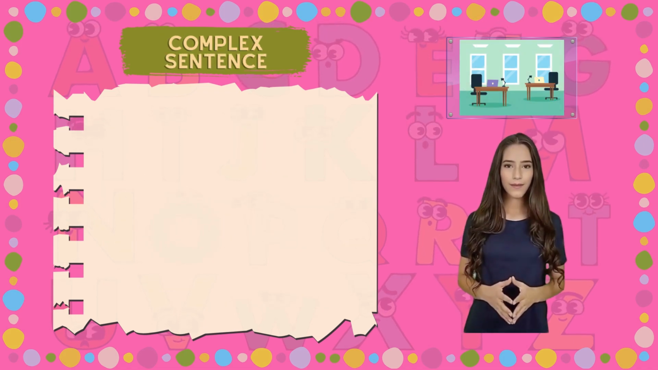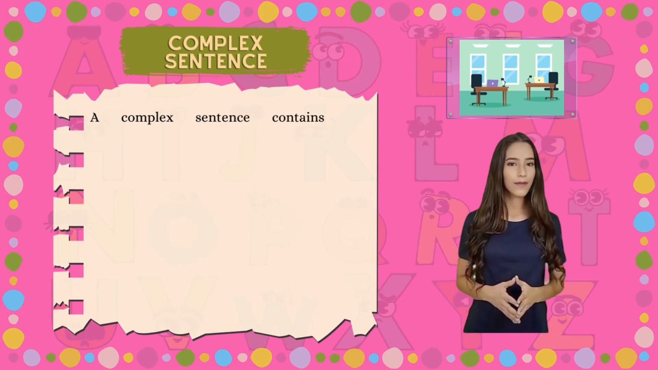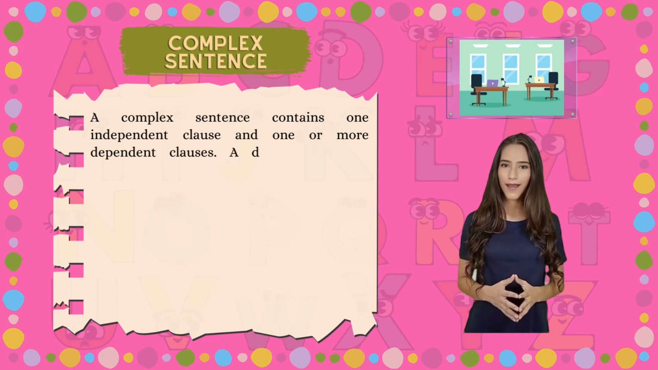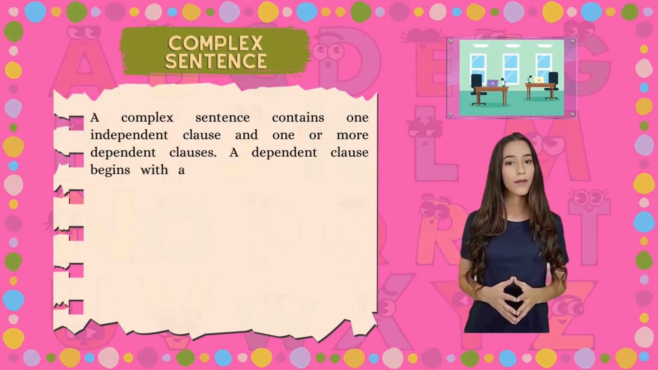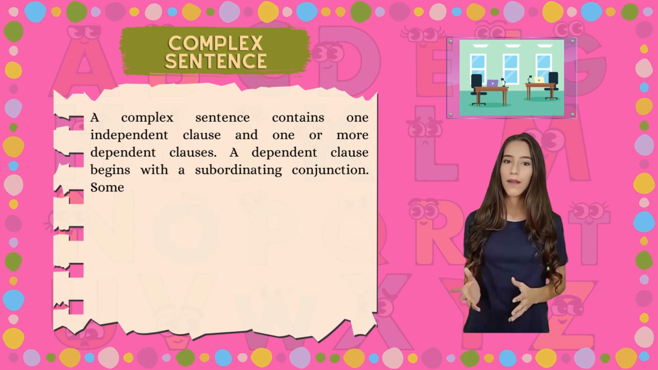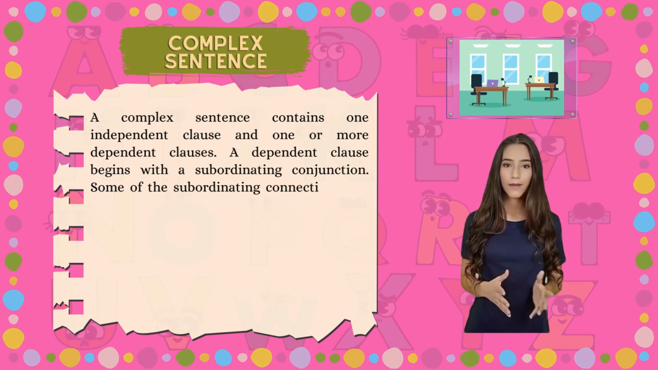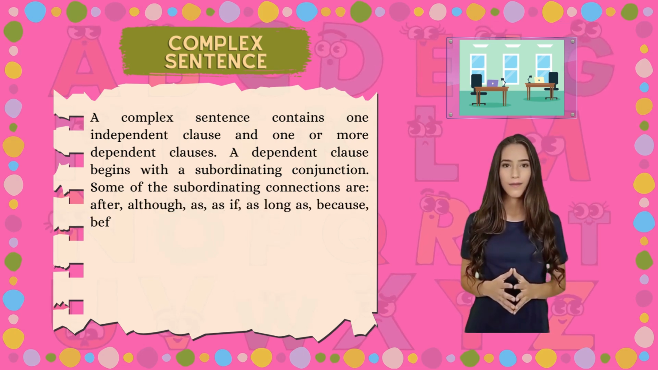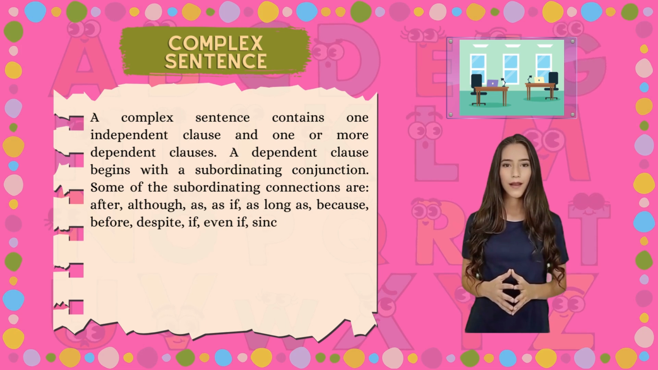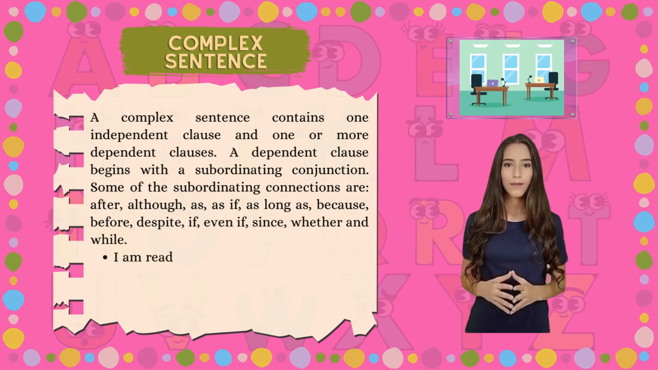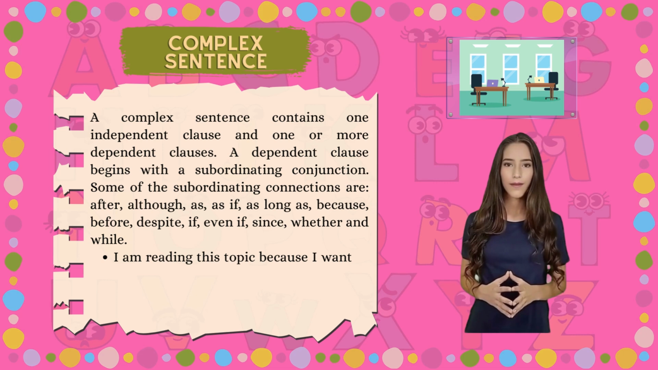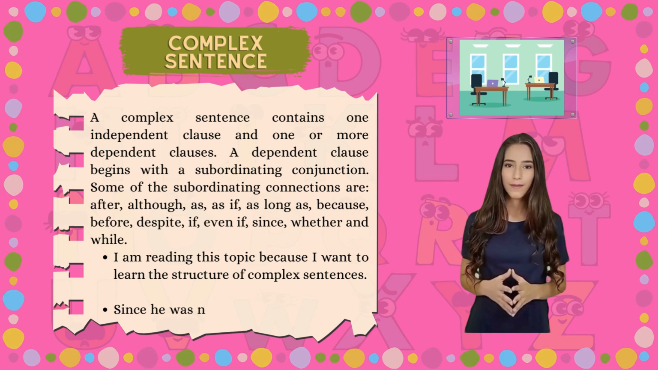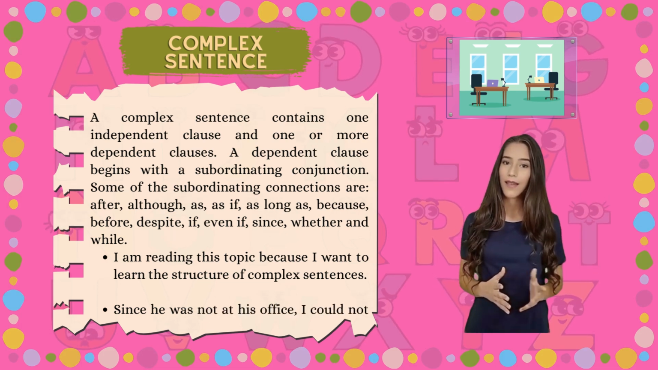Complex sentence. A complex sentence contains one independent clause and one or more dependent clauses. A dependent clause begins with a subordinating conjunction. Some of the subordinating conjunctions are after, although, as if, as long as, because, before, despite, if, even if, since, whether and while. I am reading this topic because I want to learn the structure of complex sentences. Since he was not at his office, I could not meet him.